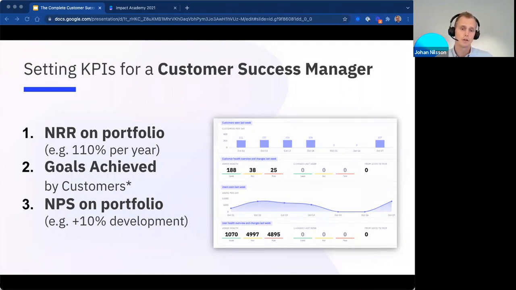We also believe that you should look at how many goals you can achieve with the customer. I will get back to this a little bit later. What is this and how does this work? Goals are actually things you do with the customer, where usually it's about them doing more with you. It doesn't have to be expansion, it can be other things, but driving progress basically. Another thing you could do to pick up on other parameters is to have an NPS and track the delta. Are we developing positively in NPS on the portfolio? That's also a good measurement for a customer success manager.